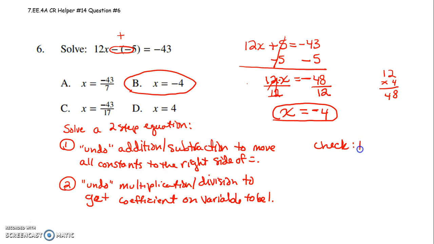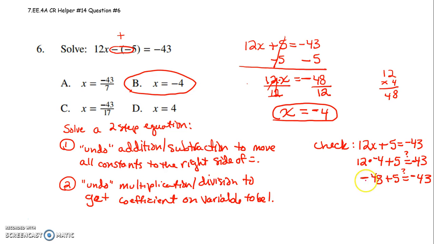I take my original equation, 12x. I could write it as minus a negative 5. I'm just going to write it as plus 5 equals negative 43. In place of x, I'm going to substitute a negative 4. 12 times negative 4 plus 5. I'm hoping that gives me negative 43. I now simplify this side. 12 times negative 4. A positive times a negative is a negative. 12 times 4 is 48. So I have negative 48 plus 5.